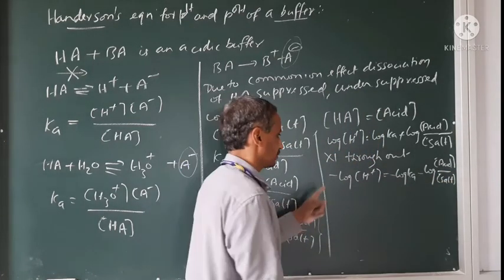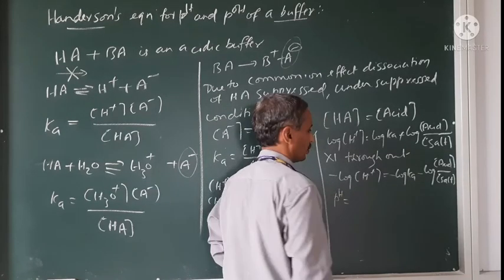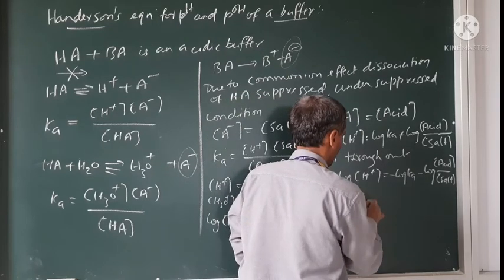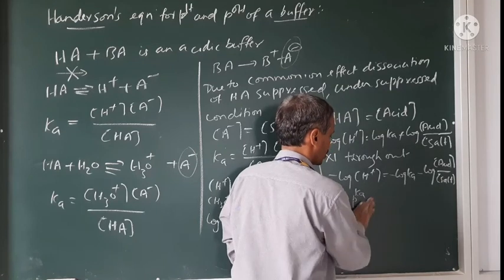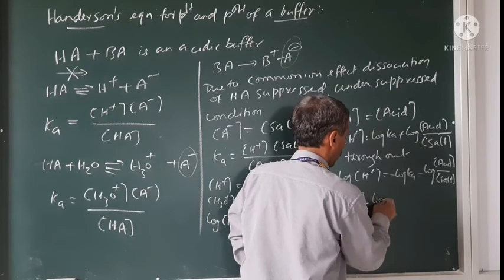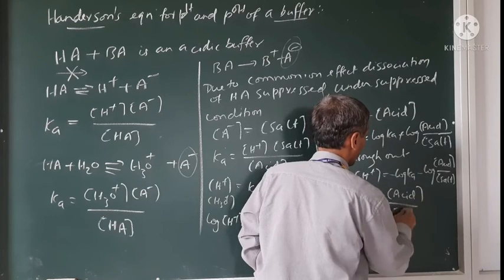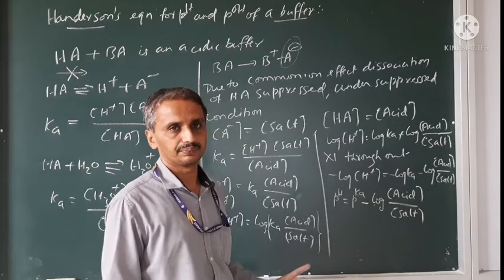What is that? Minus log H plus is pH. pH is equal to minus log Ka, which is pKa, then plus or minus log of acid by salt concentration. This is the Henderson equation.